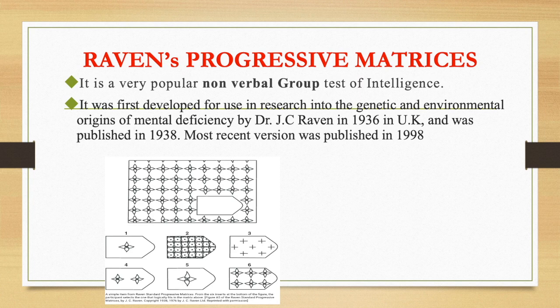So let's see whether one fits in. No, it doesn't complete. Second, no. Third, no, this one also doesn't fit in. Fourth, no. Fifth, no. Sixth, yes. This one fits in. So likewise, first we have to gauge all the choices that are presented to us, and then we have to choose the most appropriate one which fits in the pattern and completes it. This is what the test is all about.